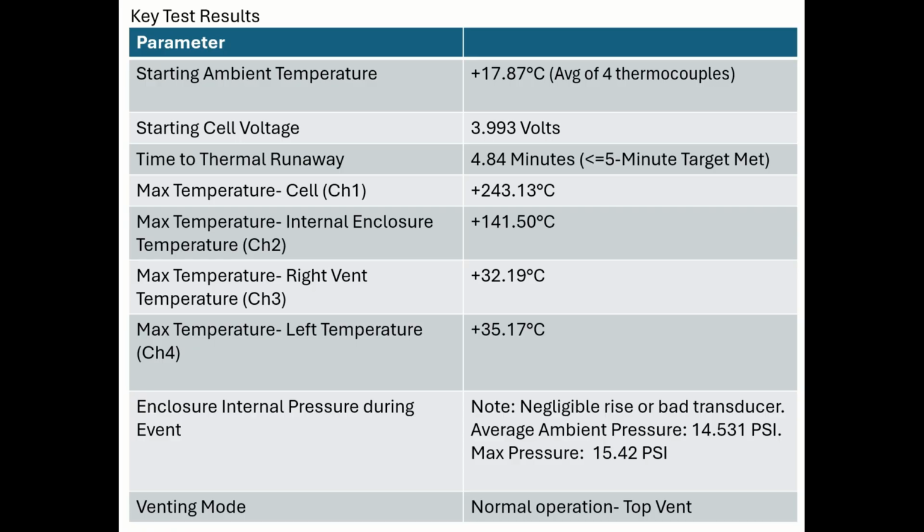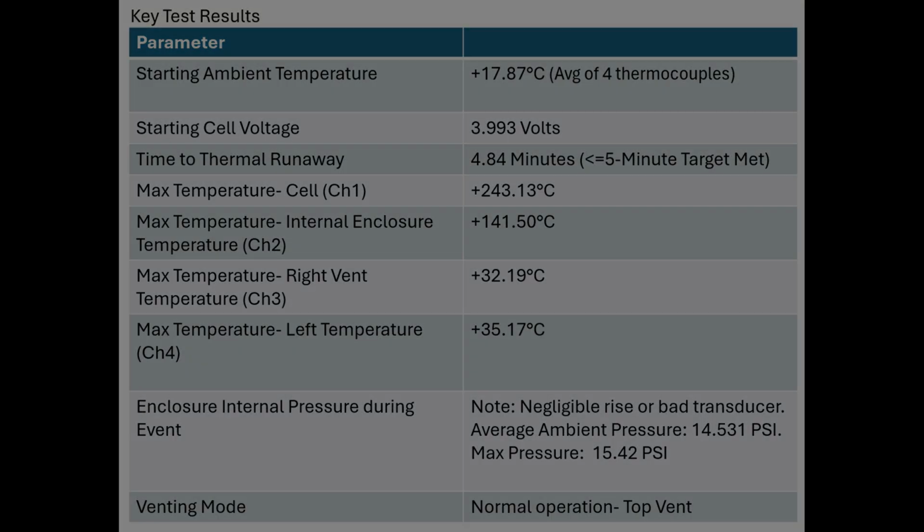The venting mode was a normal operation. It was a top vent. That's what you would expect from the cell. So the cell performed pretty well. It didn't side rupture. There weren't any other types of failure modes that are out of the norm. So overall, this test went pretty smoothly and it was a success and the kids loved it.